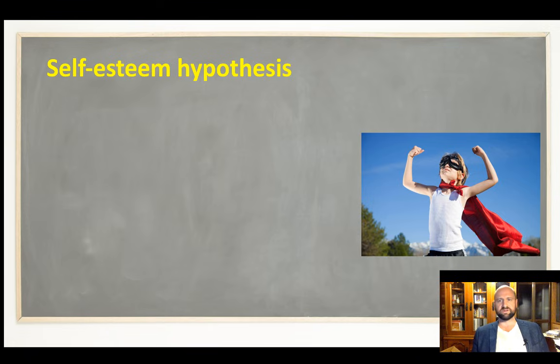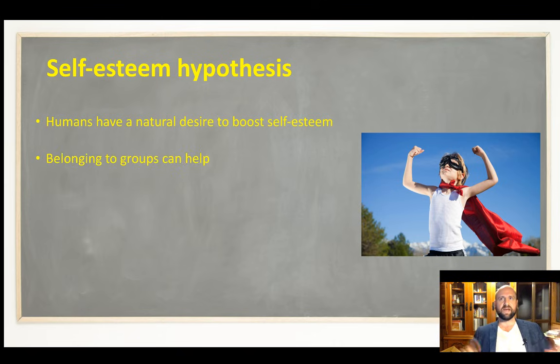Well, Tajfel and Turner in the social identity theory would argue because it's self-esteem. And this is a really important part of the social identity theory, the self-esteem hypothesis. According to Tajfel and Turner, we have an innate desire to increase our self-esteem. Seems to make sense, right? And how we belong to groups can help if our group is a superior group, if we belong to good groups, if our groups are better than others, superior groups. This is going to boost our self-esteem.